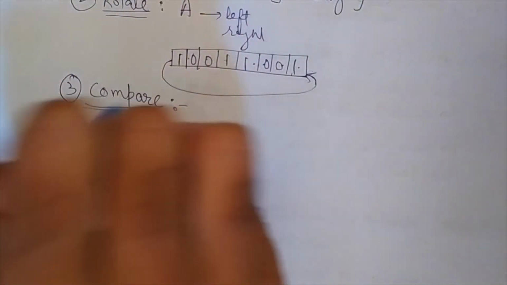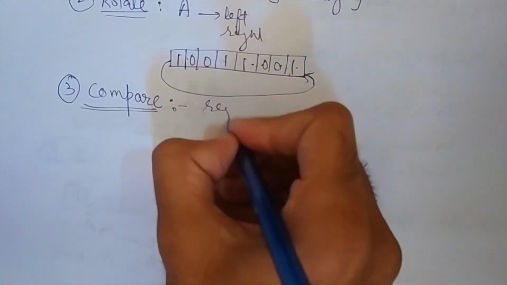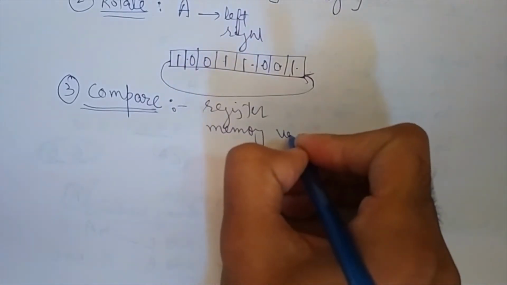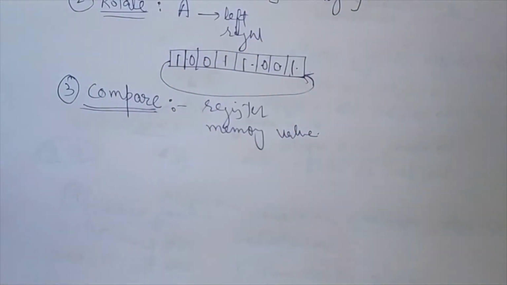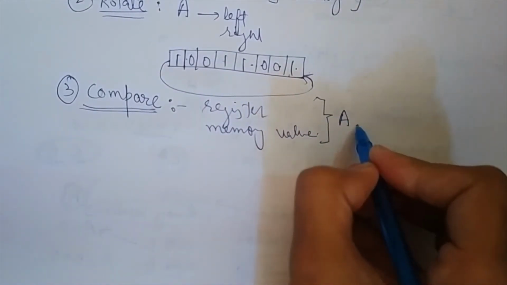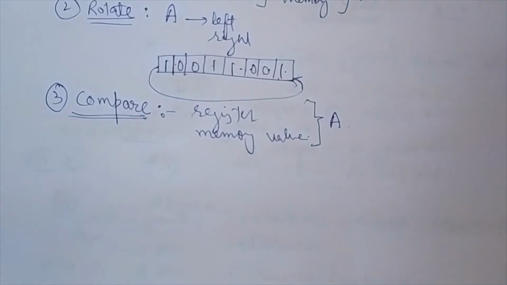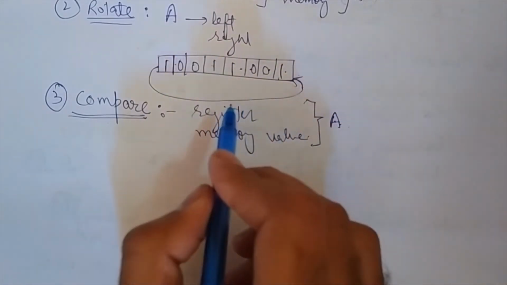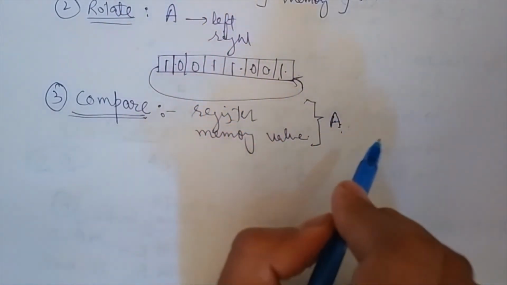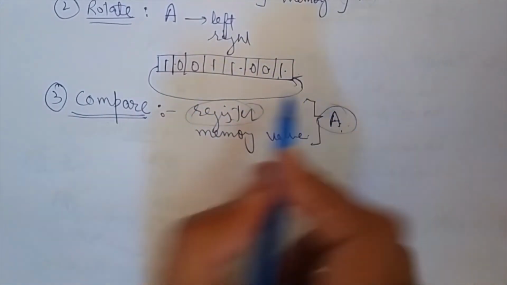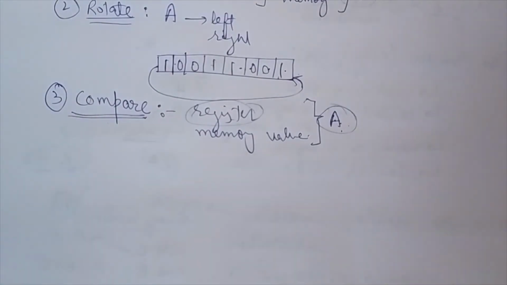Compare instructions are used when you have to compare some register value or some memory value. Memory value means something stored in the memory. If you have to compare this with the contents of accumulator A, then we will use compare instructions. So what will be the different compare instructions? For example, if we have to compare for equality, if they are equal, or if one is greater than another, if the register contents are greater than the accumulator contents, then we will use compare instructions.